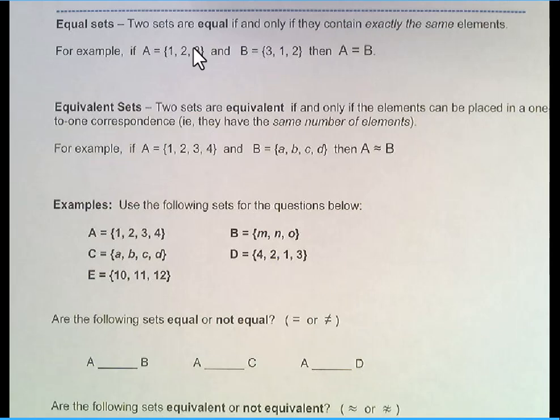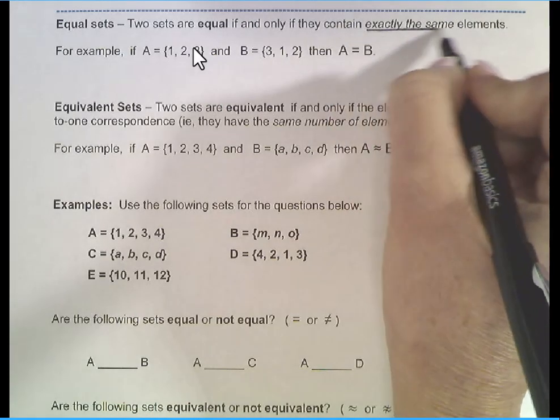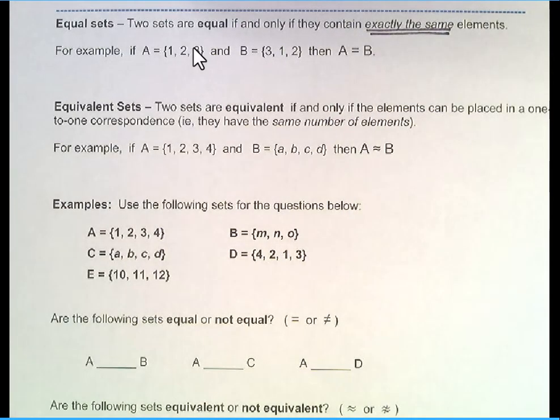Now we're going to look at the difference between equal sets and equivalent sets. Two sets are equal if and only if they contain exactly the same elements. They have to be exactly the same in order to be equal.